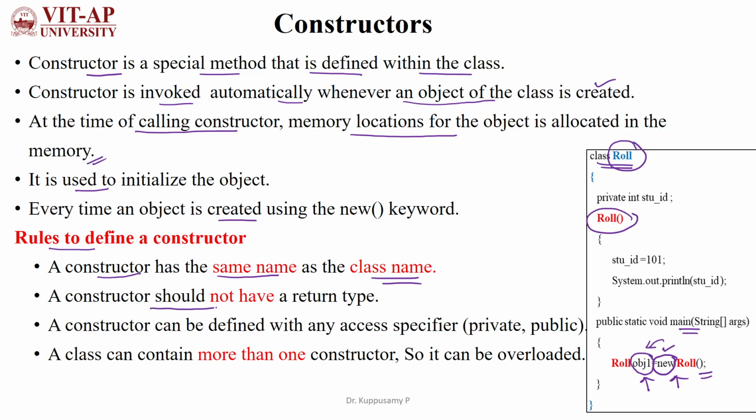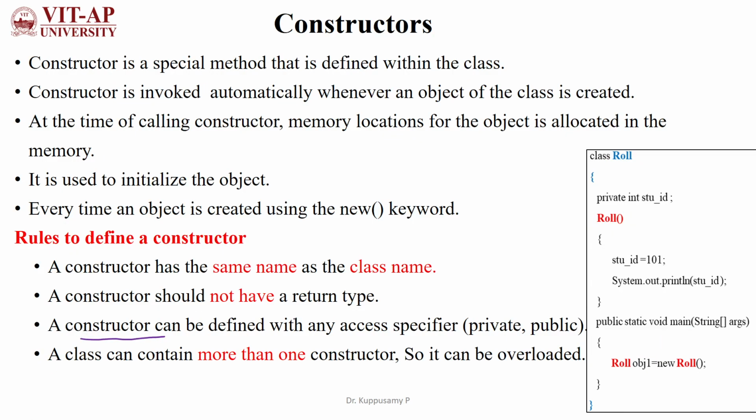A constructor should not have any return type. For example, here we should not have a return type like integer, float, character, etc. Likewise, a constructor can be defined with any access specifier like private or public, etc. A class can contain more than one constructor.